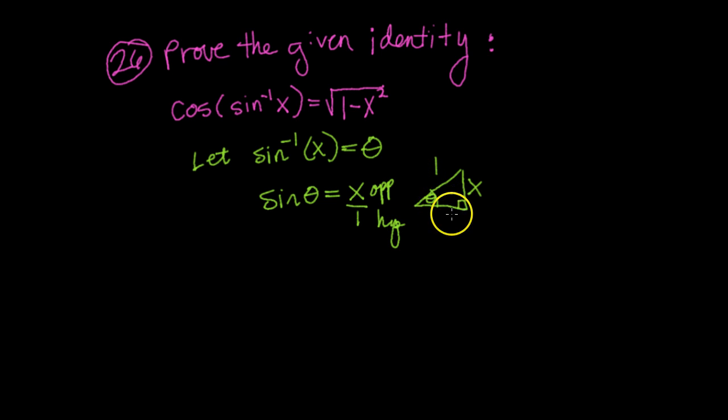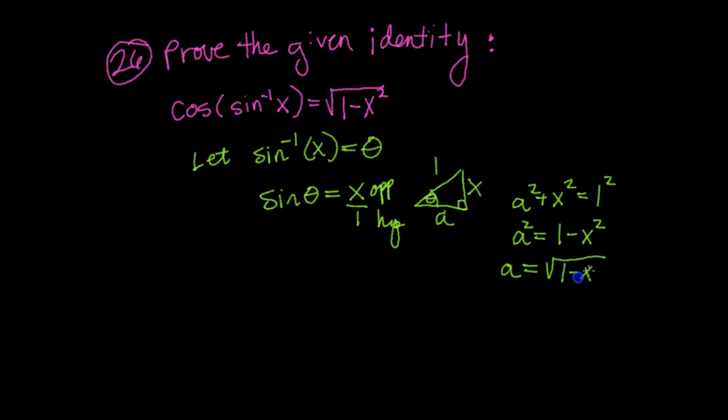Well, how do I find this side right here? We'll just call it a for now: a squared plus x squared equals 1. So a squared is equal to 1 minus x squared, and then if you take the square root of it, you get the square root of 1 minus x squared. So that's what this side equals right here. This a is equivalent to the square root of 1 minus x squared, if you can visualize that.